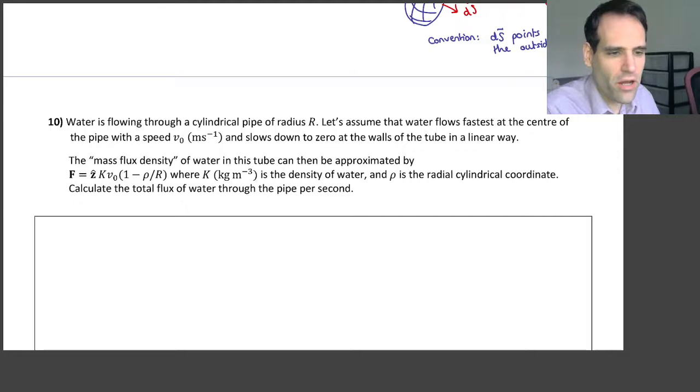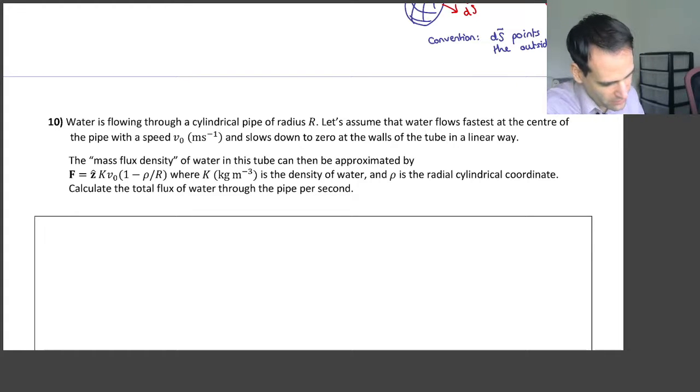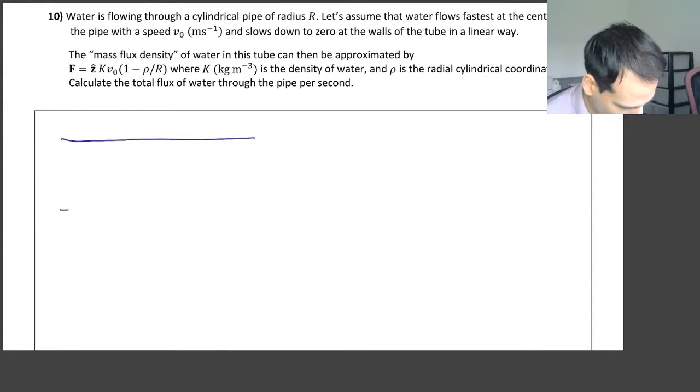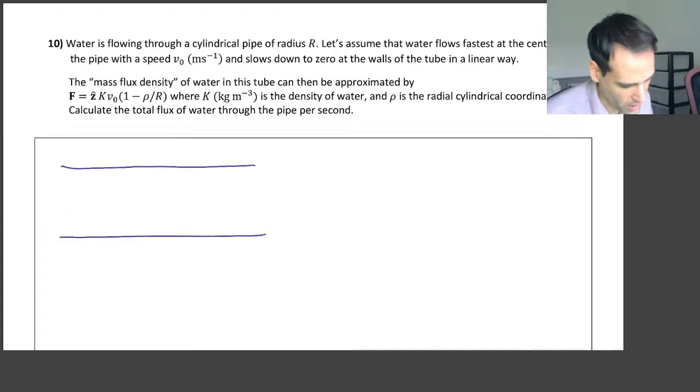Let's start with this problem for the flux, okay? So the problem says, water is flowing through a cylindrical pipe of radius r. So I'm going to draw the pipe. So this is a cross section of the pipe with radius r.